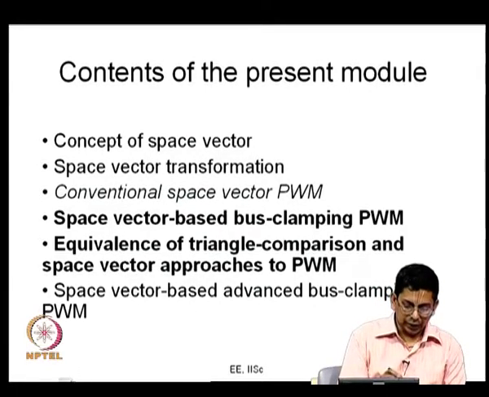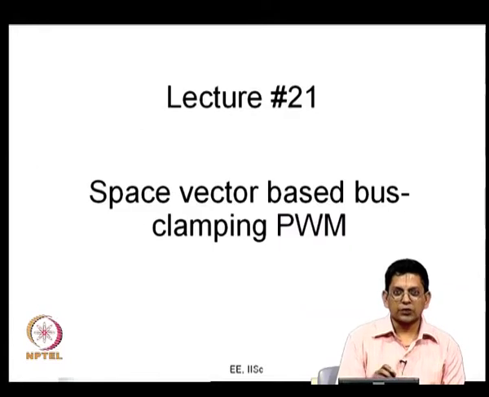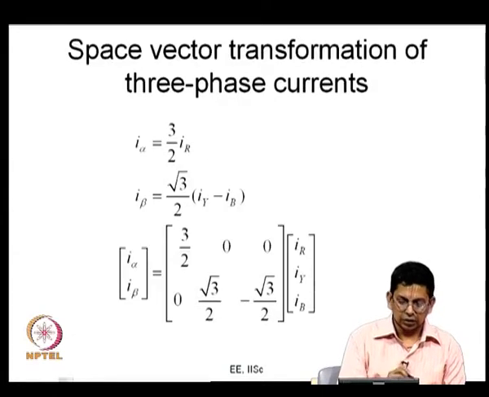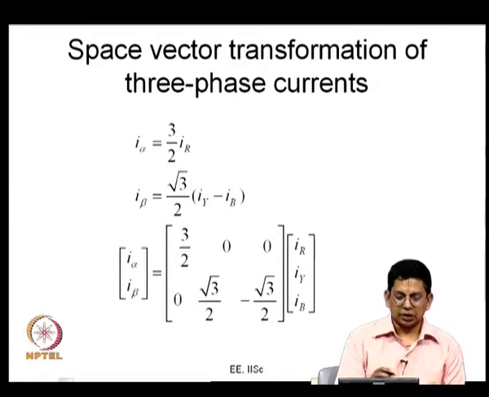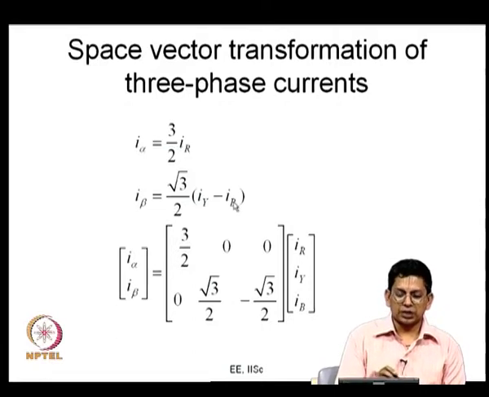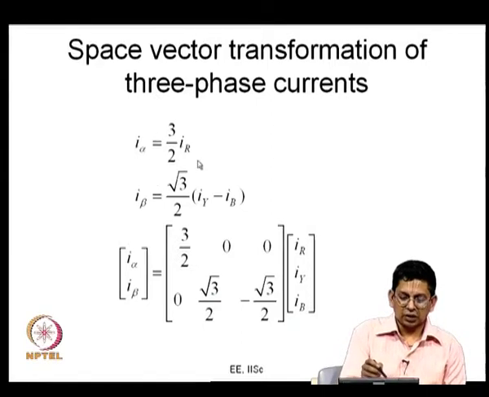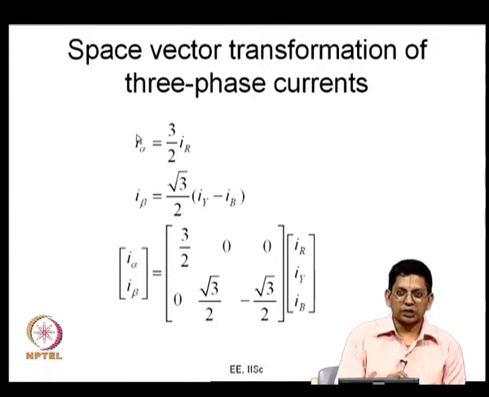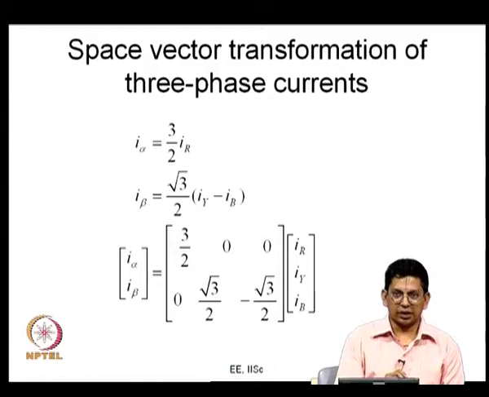So, let us quickly take a look at space vector transformation. We are going to discuss space vector based bus clamping PWM, so let us start off with space vector transformation. Let us say there are 3 phase currents IR, IY and IB, which sum up to 0, that is IR plus IY plus IB equals 0. In such a situation, the 3 phase currents can be transformed into a two phase quantity, because IR plus IY plus IB equals 0 shows that IR, IY and IB are not independent.